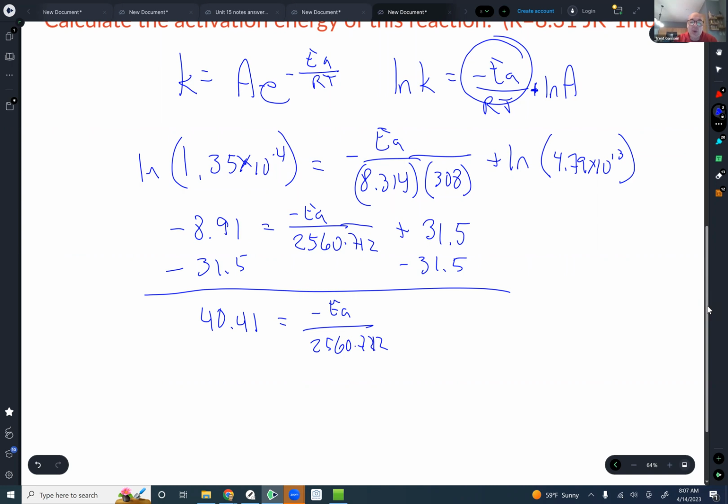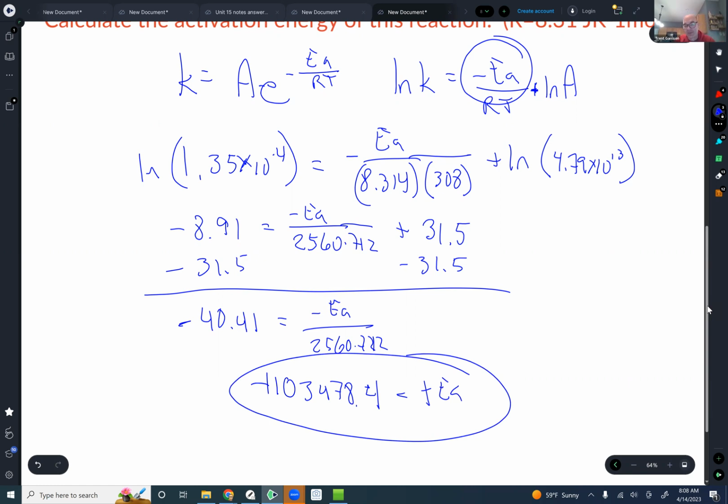So now we've got a cross multiplication. This is going to end up being a very large value. So 40.41 times 2560.712, very large value. Oh, and that's still negative, by the way. So I've got 103478.4 negative equals negative EA. All we got to do is make those positives and we have our answer.